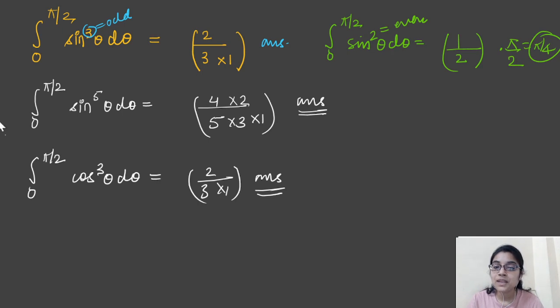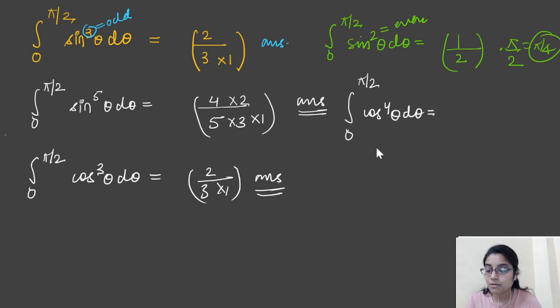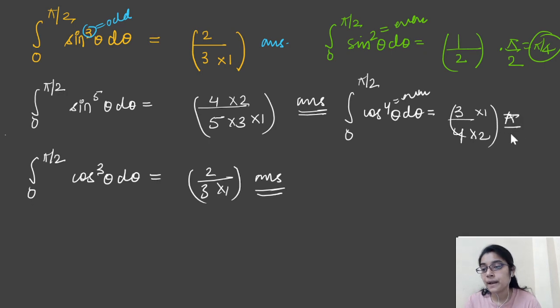Obviously this one. Suppose somebody asks you 0 to pi by 2 cos raised to the power 4 theta d theta. What will you do? What is the power? 4. Start from 4. This is 3, this is 2, this is 1, and since 4 is an even number, you will multiply by pi by 2, and see, the answer is 3 pi by 16.